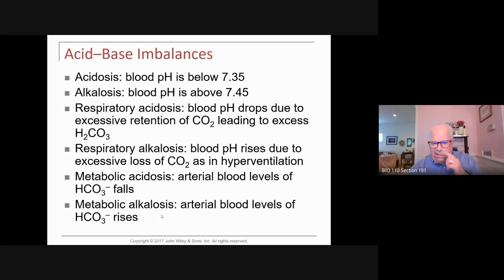Respiratory acidosis. Your pH drops below 7.35 because you have retained an excessive amount of carbon dioxide, leading to an excess of carbonic acid. Did you hear that? Yeah. Tell me a disease in which you retain carbon dioxide, leading to an increase in carbonic acid.